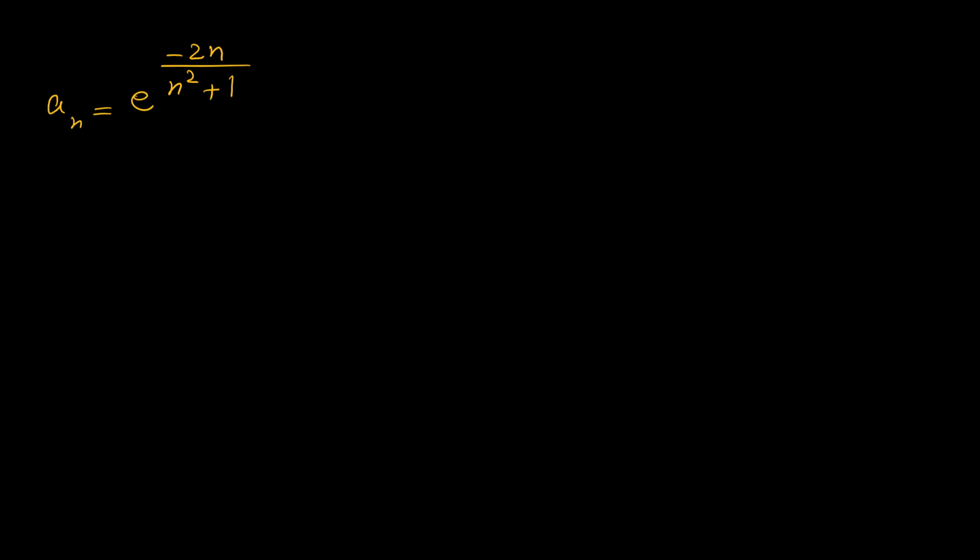The degree of the numerator is less than the degree of the denominator. When the degree of the numerator is less than the degree of the denominator, based on the fourth method that we have learned, the limit of this is 0.